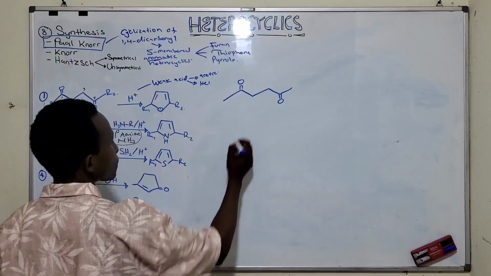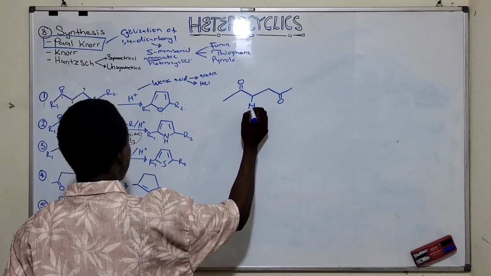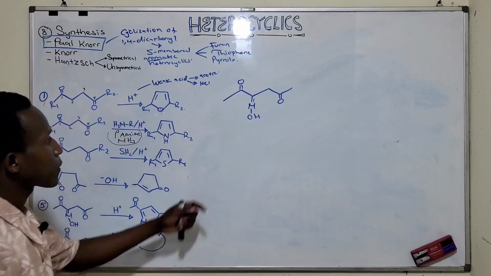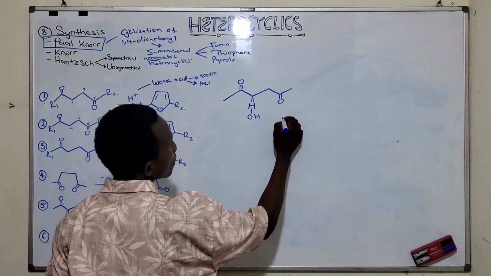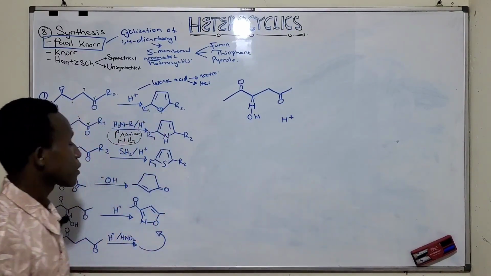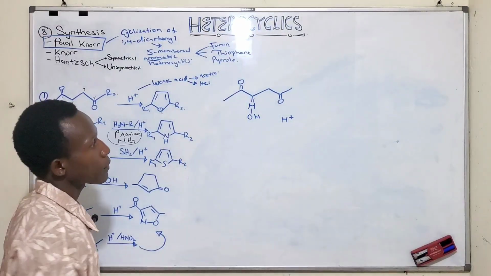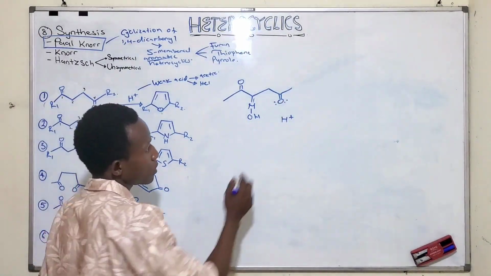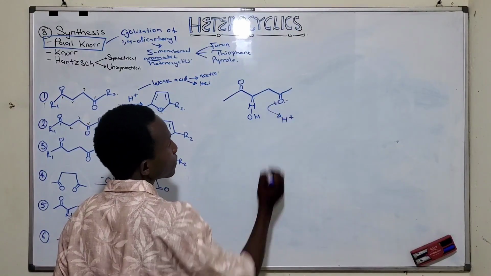Another keto group here. Then N, double bond, and OH. This is what we are having. Then we're having a proton acting as a catalyst. This oxygen is having lone pairs of electrons. It will attack the acid.